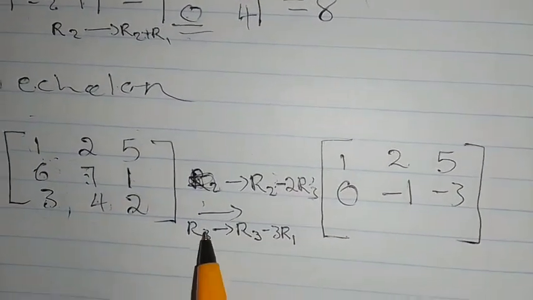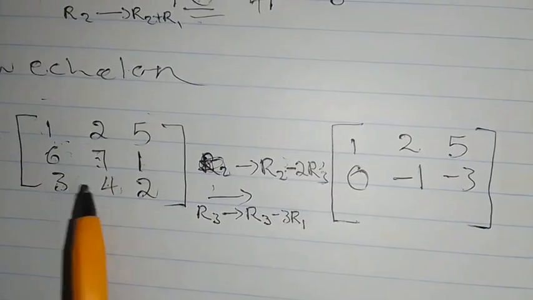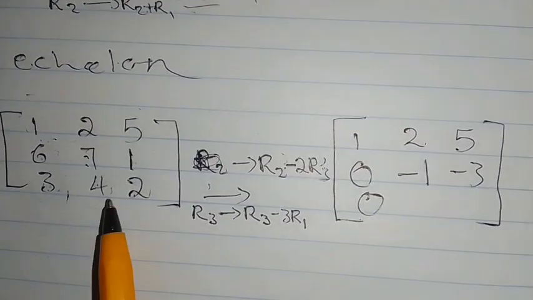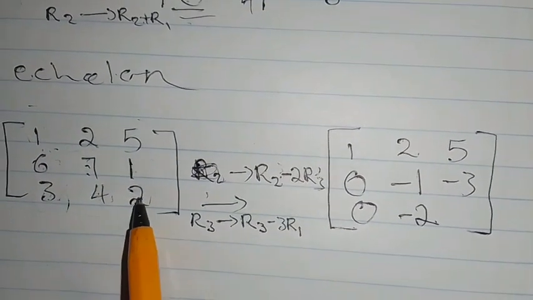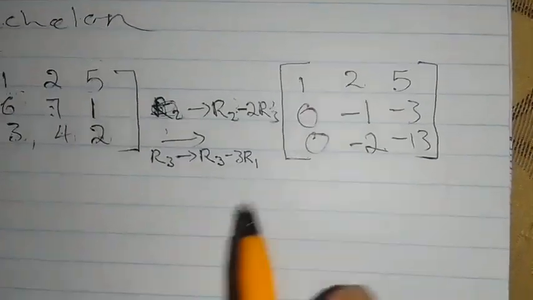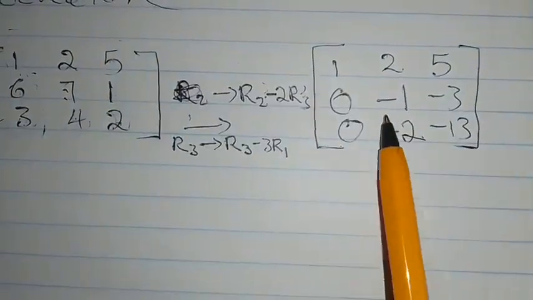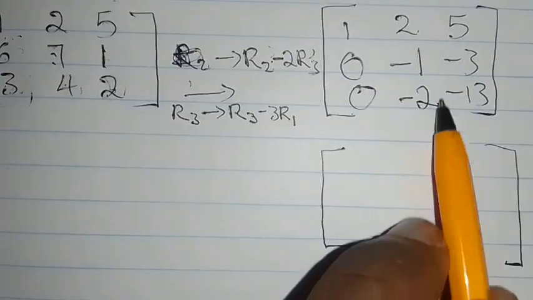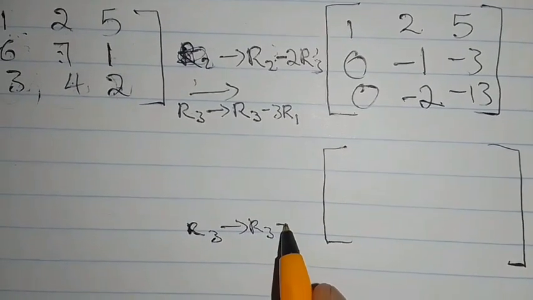And then here we replace row 3 with row 3 minus 3 row 1. This means that you're going to have 3 minus 3 times 1, which is just going to give you 0. And then we have 4 minus 2 by 3, which is just going to be minus 2. And then you have 2 minus 15, which is just going to give you minus 13. And then from here we basically obtained 0 here. We only need the final 0, which is here. So to obtain a 0 here, we can then say replace row 3 with row 3 minus 2 row 2.